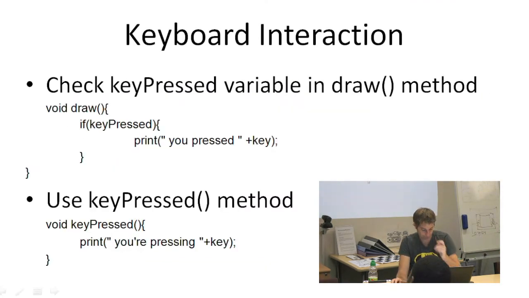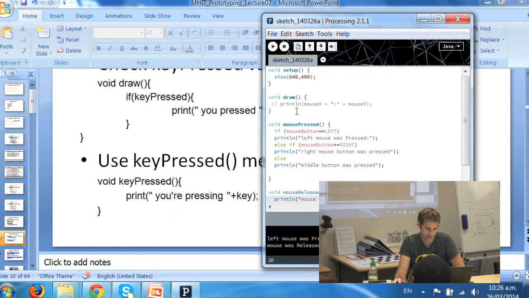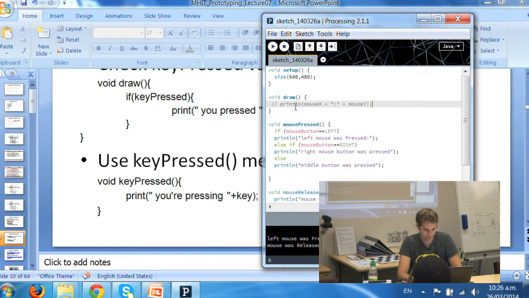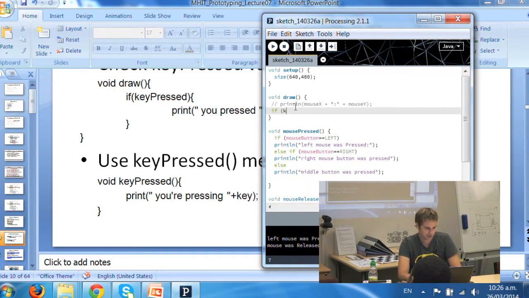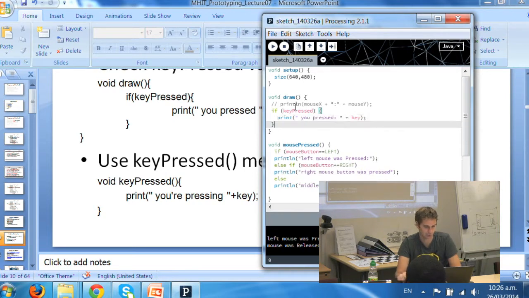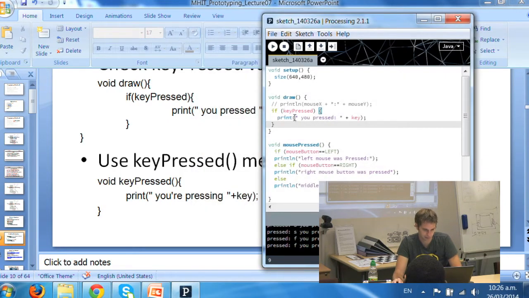Keyboard interaction. We have this key pressed method, which basically tells us if a key has been pressed since we last checked, and the key value, which stores the current key value. So we can do this. Oops, I should have put a println in there.